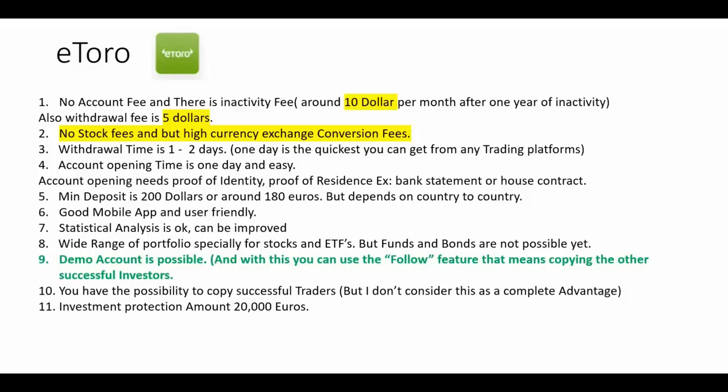Point 10, you have the possibility to copy successful traders, like I said, but according to me, I don't take this as a complete advantage. And last but not the least, investment protection amount is up to 20,000 euros.